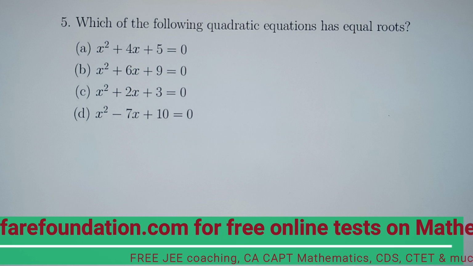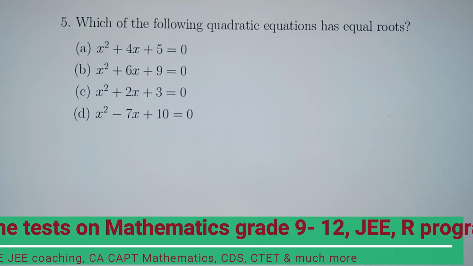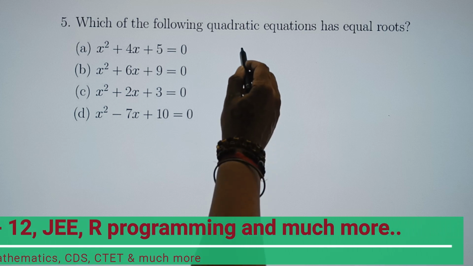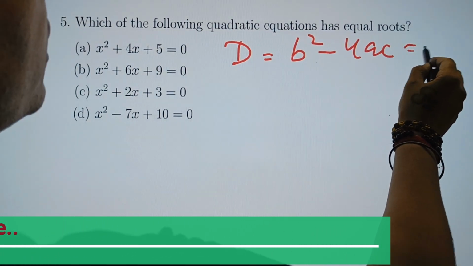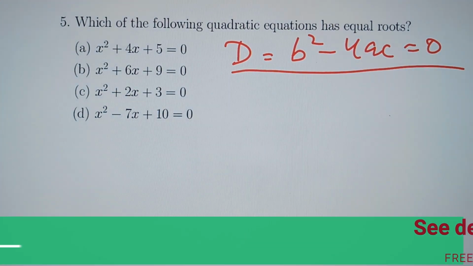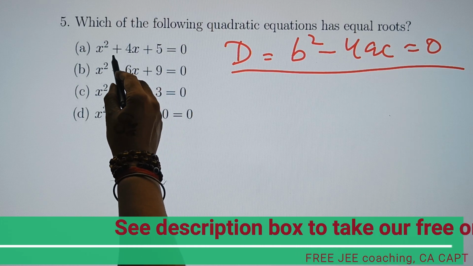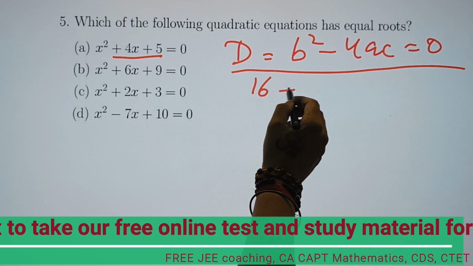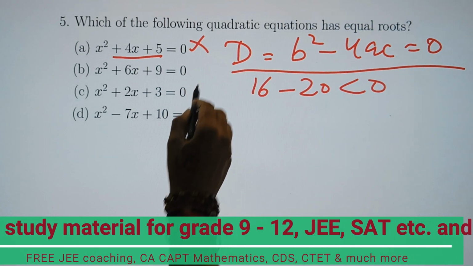Now let's move towards question number 5. Now students, here comes our question number 5, which states which of the following quadratic equation has equal roots. So as we have discussed earlier, if our discriminant, that is d, which is b square minus 4ac equal to 0, then in that particular case our roots are equal. Now we have to calculate. If we calculate this, then we are going to get b square is nothing but 16 minus 5 4s are 20, so it is less than 0. Obviously this is not the correct answer.